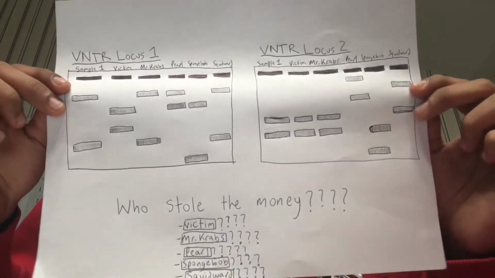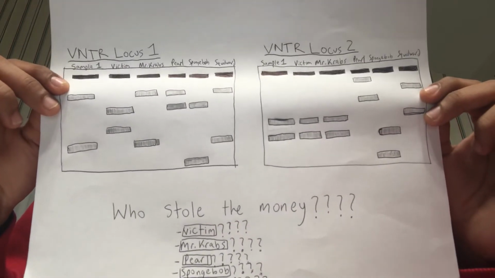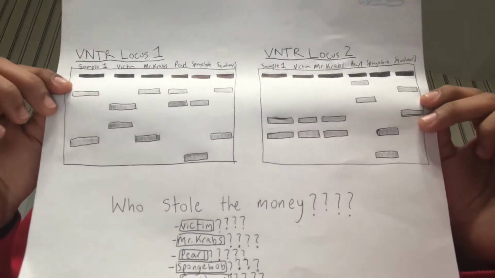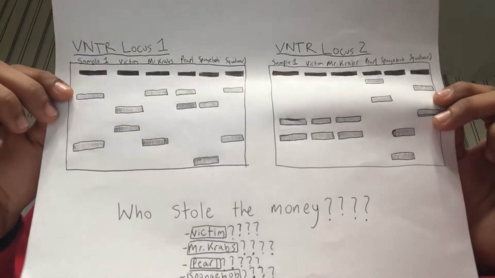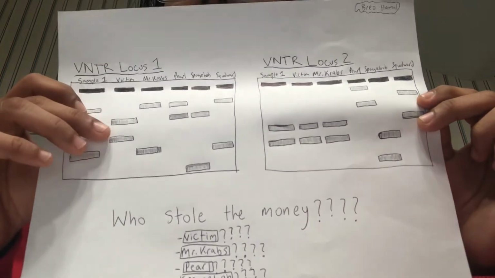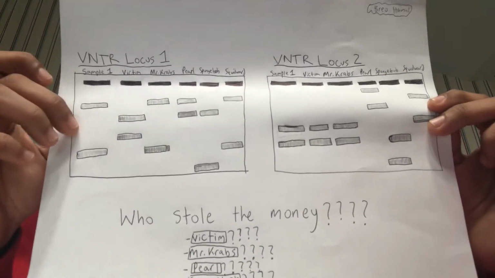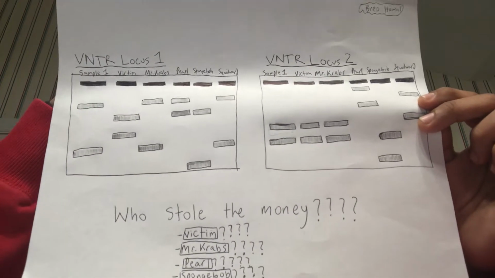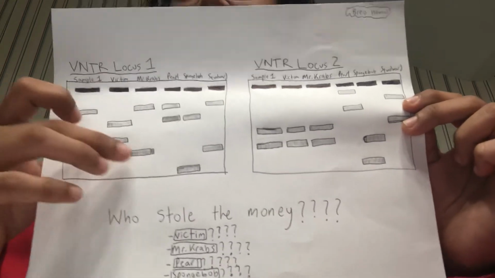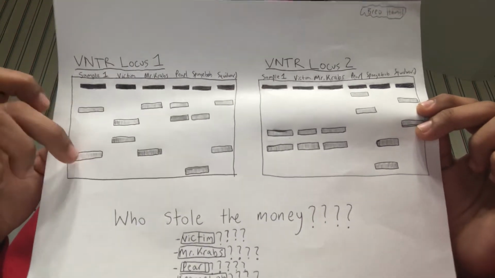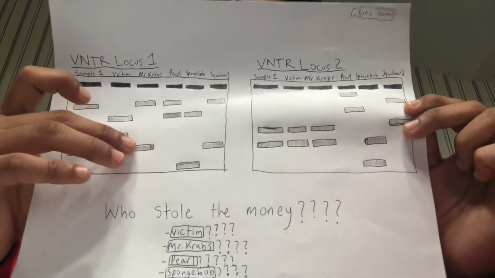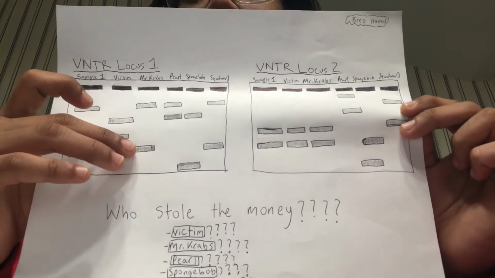Here we can see the sample DNA evidence and possible suspects. So looking at our first locus, we see the DNA sample evidence here. As we go along, we see the victim does not match either one of the sample evidence. So we can take victim out. Mr. Krabs does match both of the DNA sample evidence. So Mr. Krabs can be a possible suspect in who stole the money.